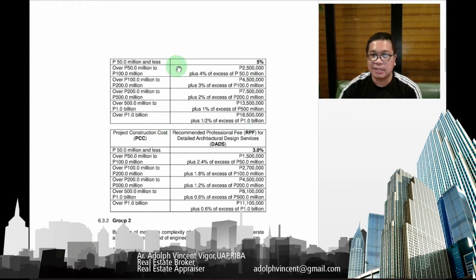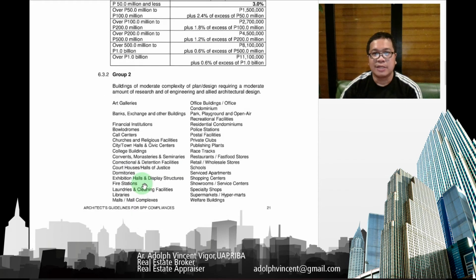I won't discuss this, just familiarize yourselves with the bracketing, because some of these might come up in the board exam someday. Then for DADs or the detailed architectural design services, wherein you're only engaged by the client for purely architectural work, it's around 3% for 50 million and less. And then it also has different bracketing up to over 1 billion pesos.